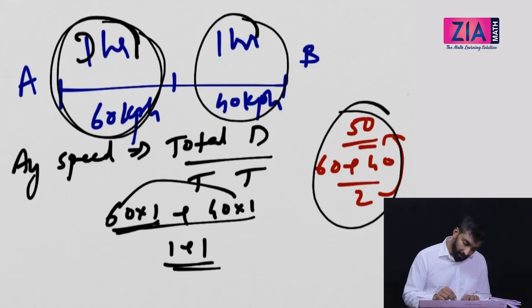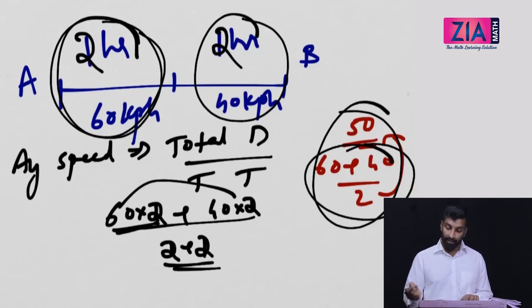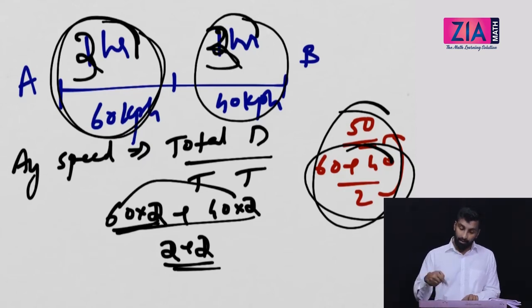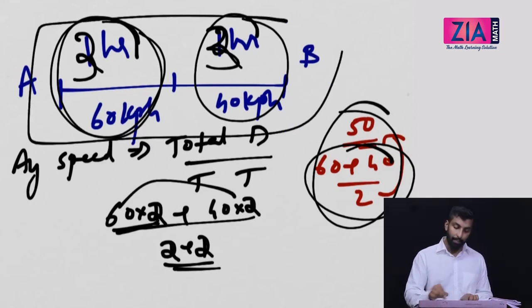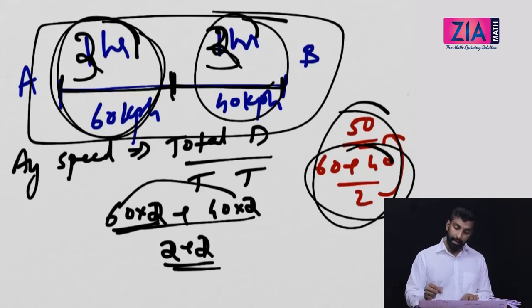Now if the time is 2 and 2, will there be any difference? No, you will make it 2 and 2, then you will take 2 out, and still it is 60 plus 40 by 2 only, simple average. If it is 3 and 3, again it is simple average, because this 3 is getting cancelled. So what we can understand is, we have studied this as a pattern. If the time is the same and the speed is given, average speed is nothing but the simple average. But there is a different case, right?